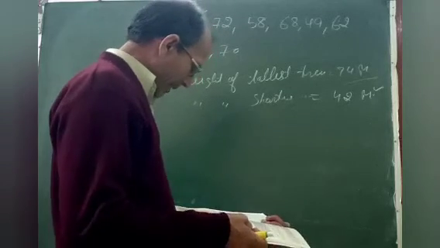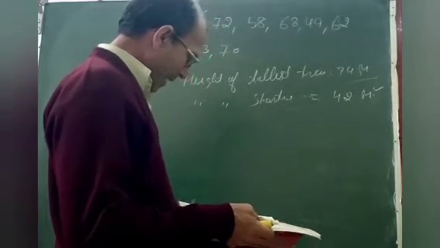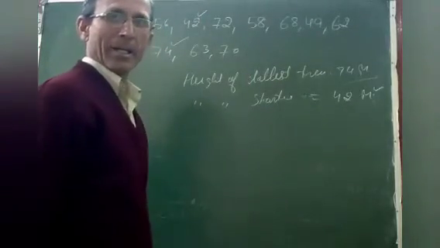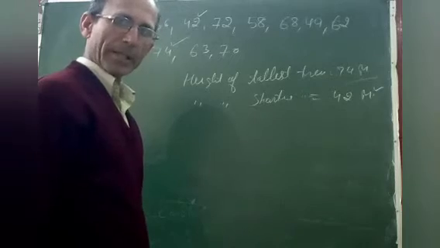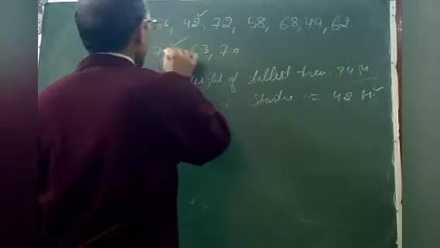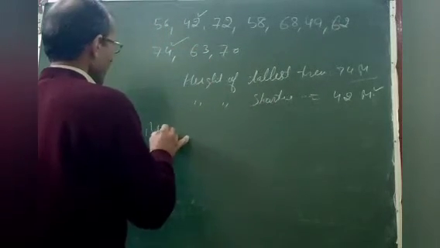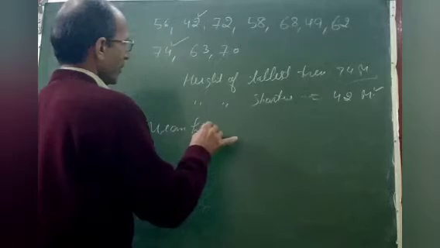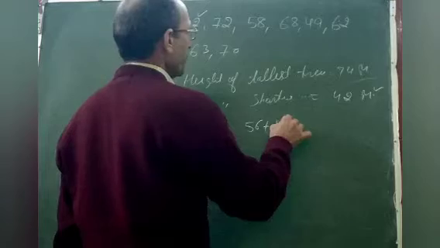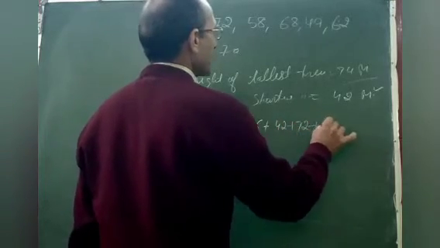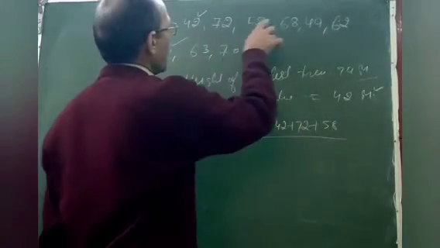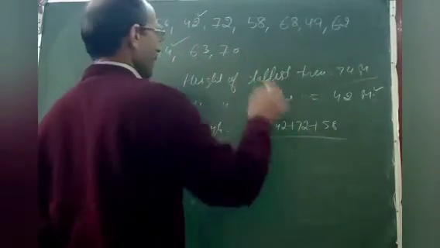Now, what do we have to find? In the third, we have to find the mean height. Mean height means add all the heights of the trees and then divide by 1, 2, 3, 4, 5, 6, 7, 8, 9, 10. So 56 plus 42 plus 72 plus 58, like this we will add all the heights, then divide by 10.